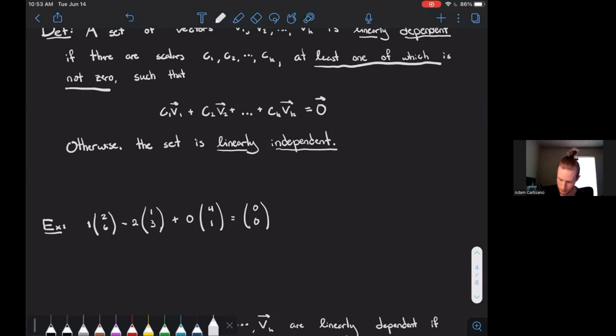These three, 2, 6, 1, 3, and 4, 1 are linearly dependent.